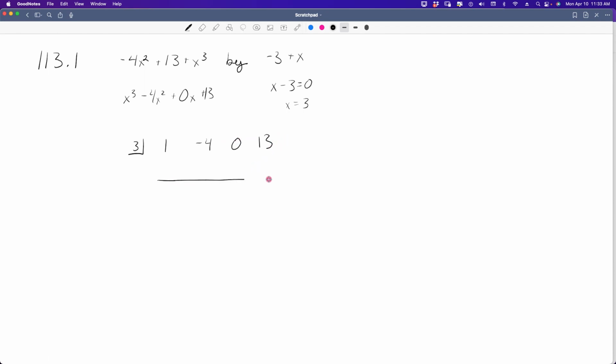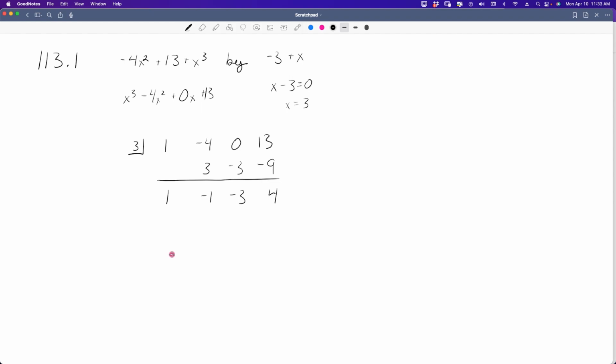Now we're going to draw our line, bring down our first term, and multiply. 3 times 1 is 3. That's negative 1. 3 times negative 1 is negative 3. That's negative 3. 3 times negative 3 is negative 9, and that would be 4.